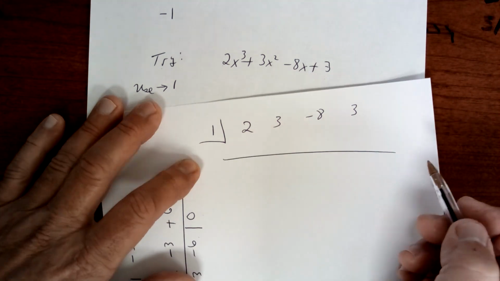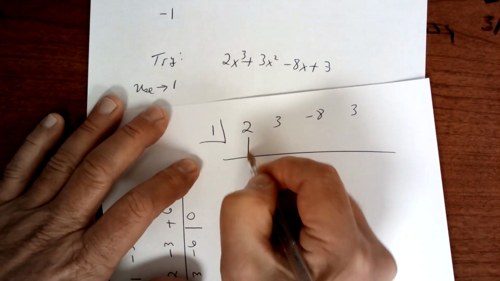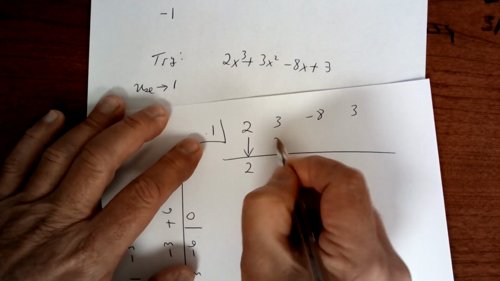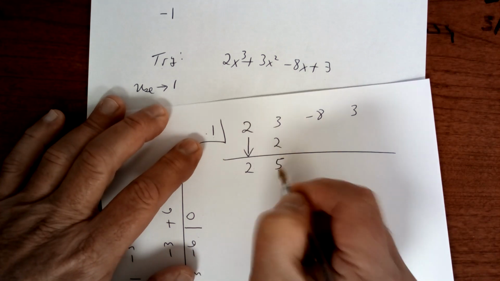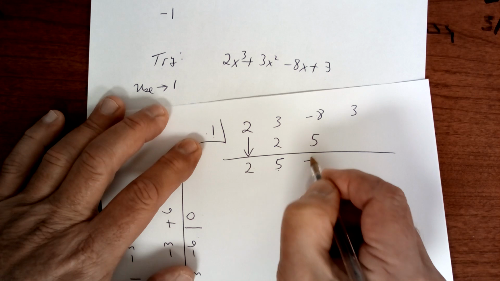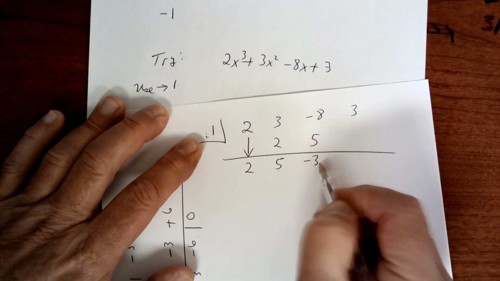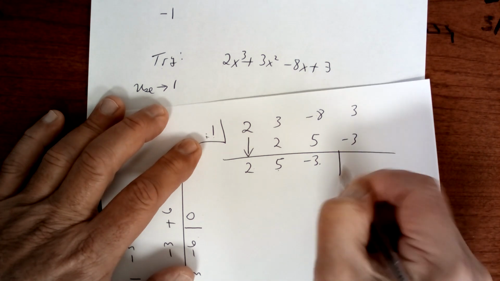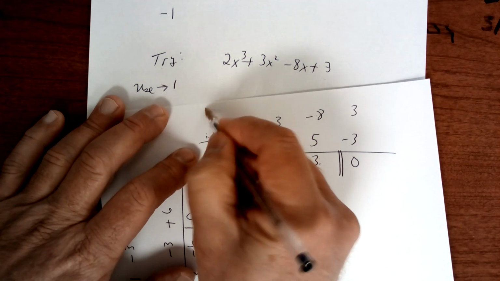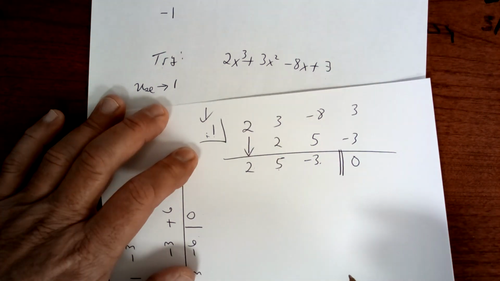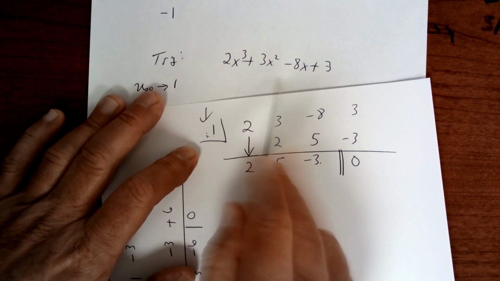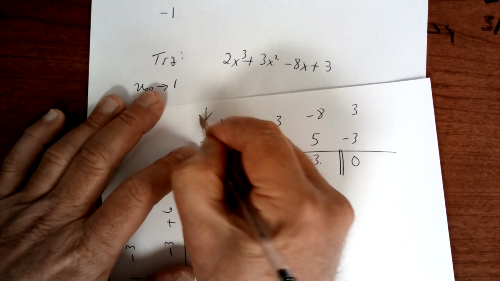Okay, so now we're ready to work. Bring down your first number. 1 times 2 is 2, add that up, you get 5. 1 times 5 is 5, add that up, you get negative 3. That gives you a negative 3, and that gives you a 0. So this is a 0. It's where it crosses. Now use your graphing calculator and graph that and show that it does cross there.